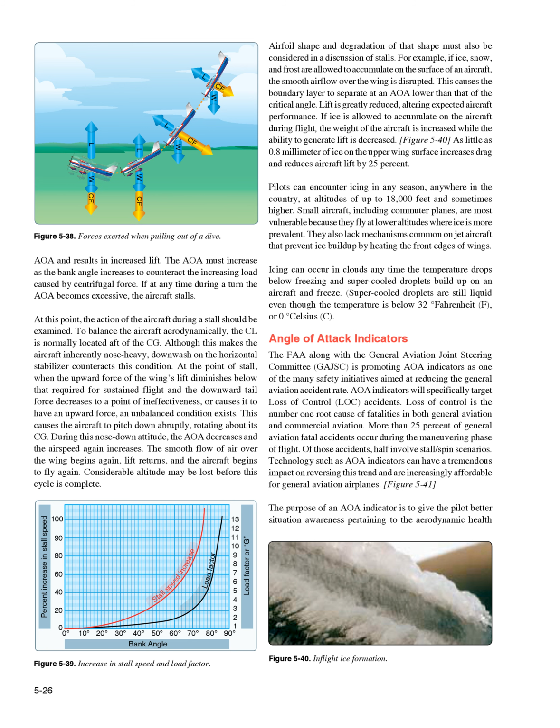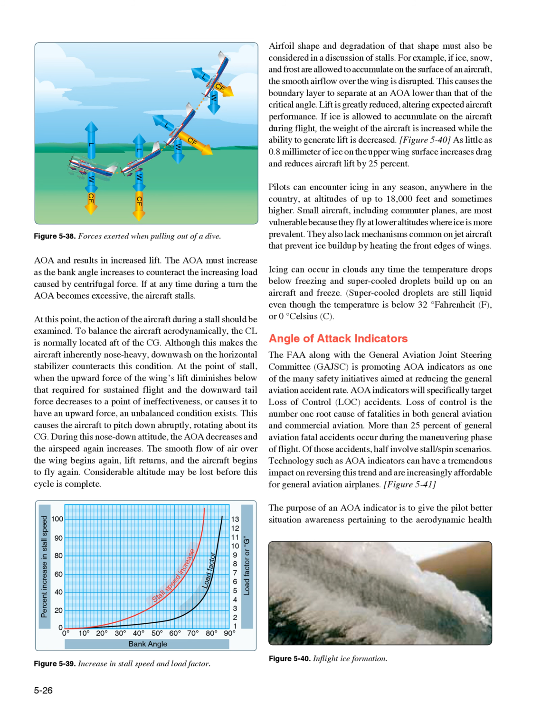Airfoil shape and degradation of that shape must also be considered in a discussion of stalls. For example, if ice, snow, and frost are allowed to accumulate on the surface of an aircraft, the smooth airflow over the wing is disrupted. This causes the boundary layer to separate at an AOA lower than that of the critical angle. Lift is greatly reduced, altering expected aircraft performance. If ice is allowed to accumulate on the aircraft during flight, the weight of the aircraft is increased while the ability to generate lift is decreased.